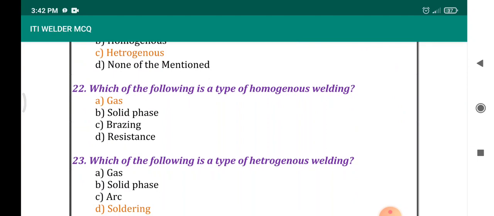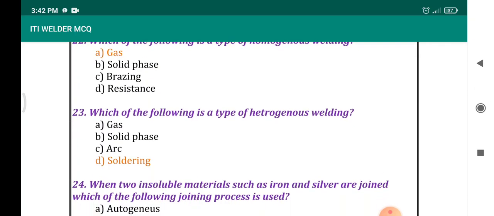Which of the following is a type of homogeneous welding? Gas welding, solid phase welding, brazing and resistance. Normally in gas welding we will be using the same filler material as the base metal, so it will be considered as a homogeneous welding. Okay, so the following is a heterogeneous welding.